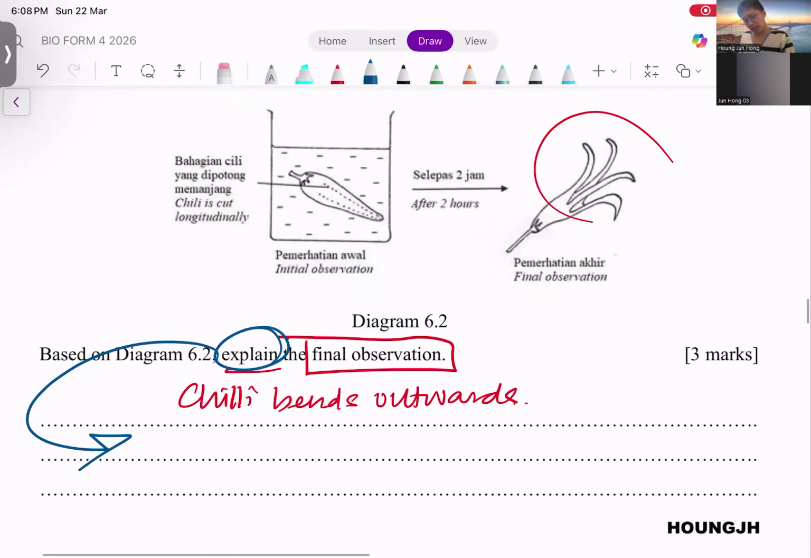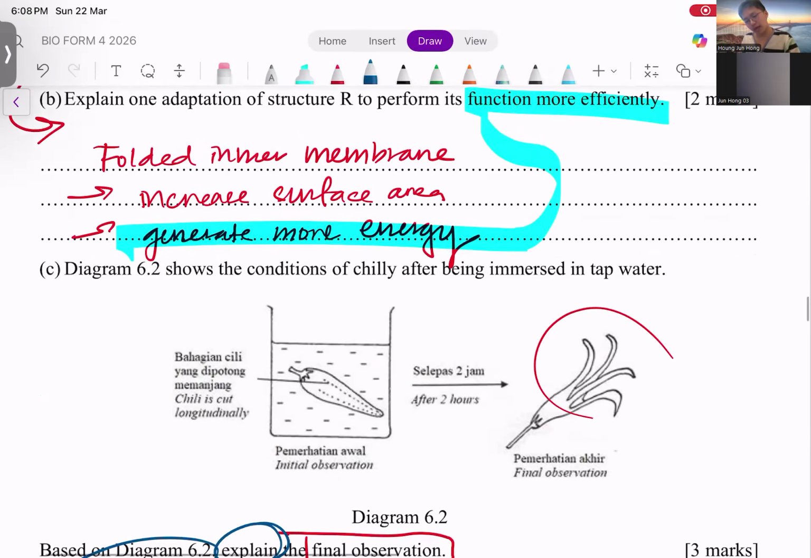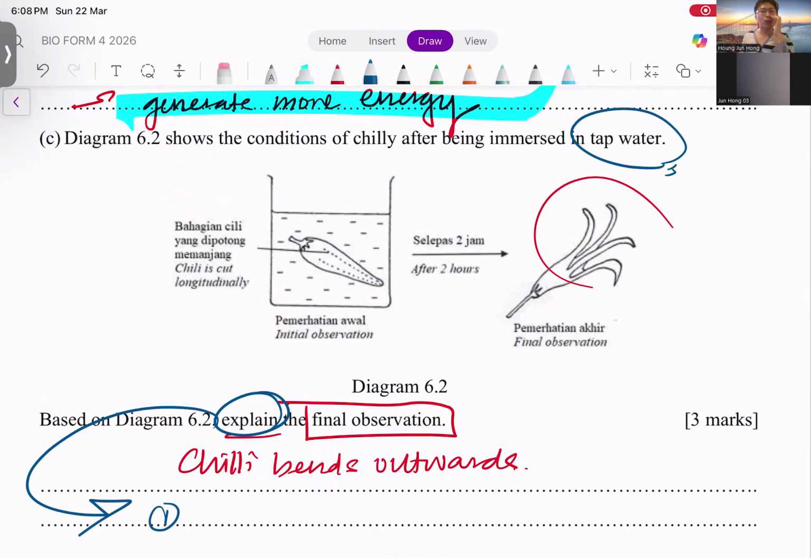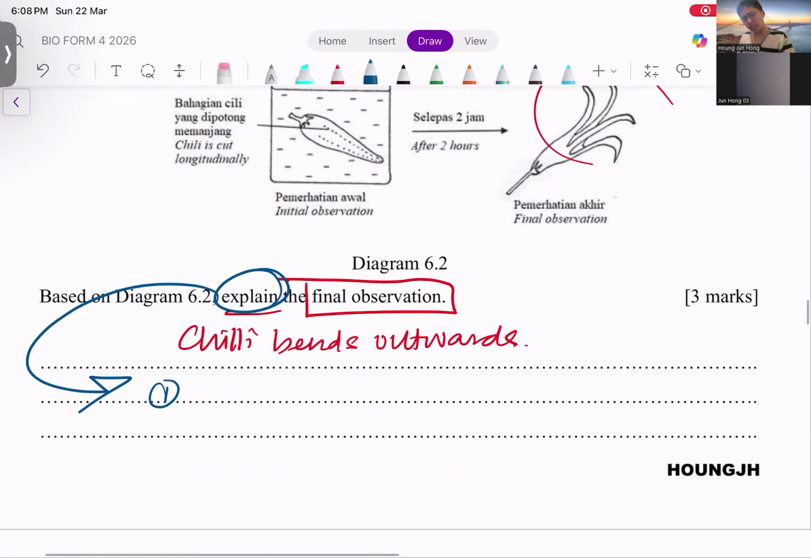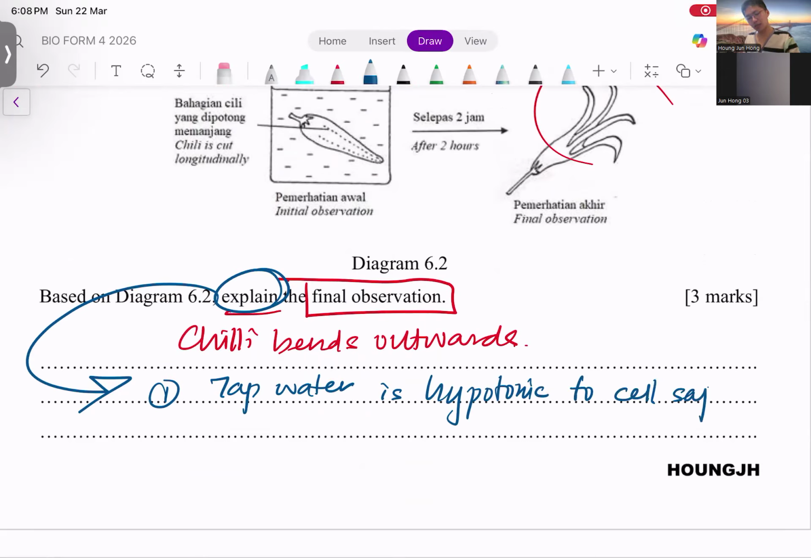So what did you learn about that? Yes, you learned that this is due to tap water. So how can tap water be useful here? Because tap water, by the way, 水龙头的水, water from the tap, of course, is hypotonic. It is almost quite pure. There's not much solid, right? So of course, hypotonic to the cell of the chili. Then that means the water will diffuse in.